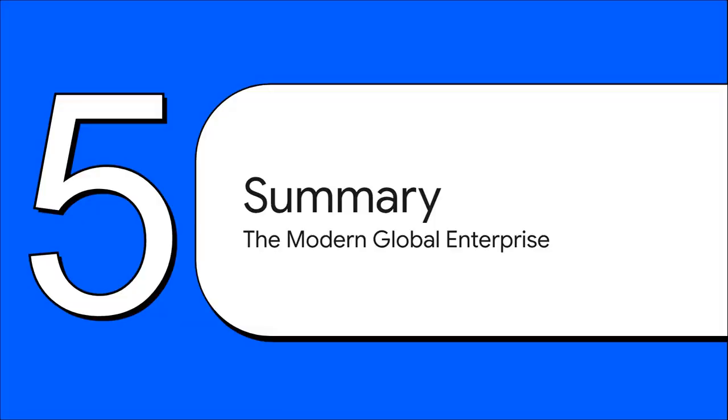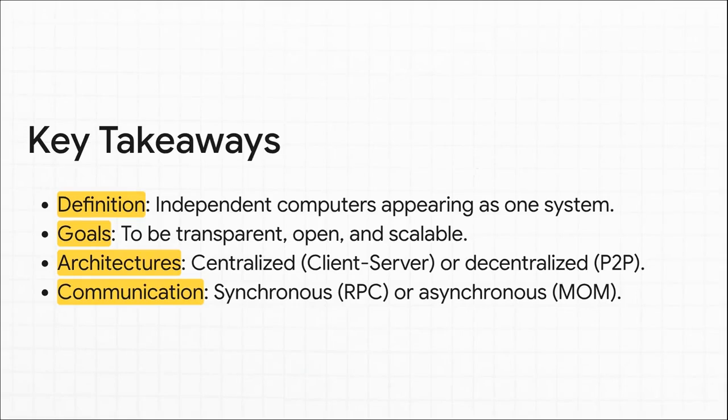All right, let's take a step back and pull all of these ideas together. As we've seen, you can really think of a distributed system as a huge, modern, global enterprise built out of software. So, what are the key takeaways? First, the definition. It's like a global company with many offices that all act as one. Simple. Then, the goals. The company's mission is to be transparent to its customers, open in its standards, and scalable for growth. We saw different types or business models, from highly focused teams like clusters to collaborative joint ventures like grids.